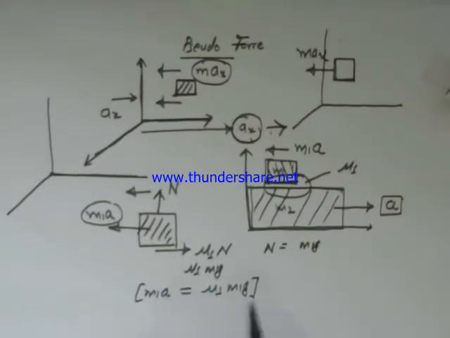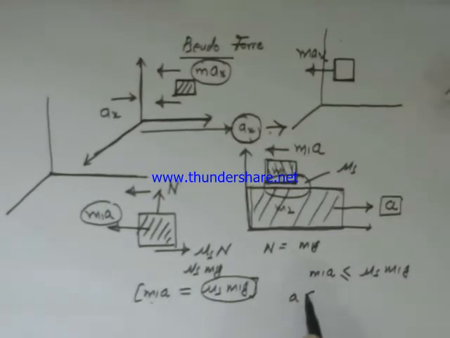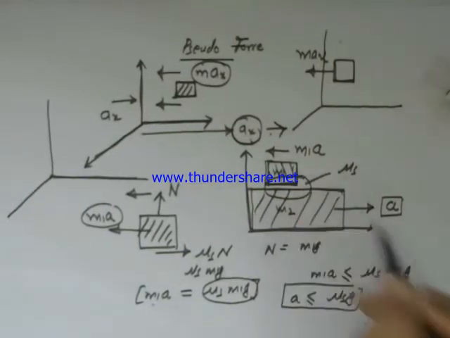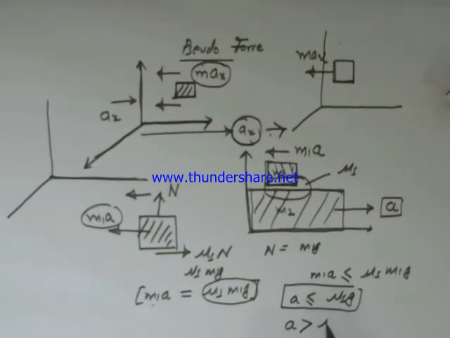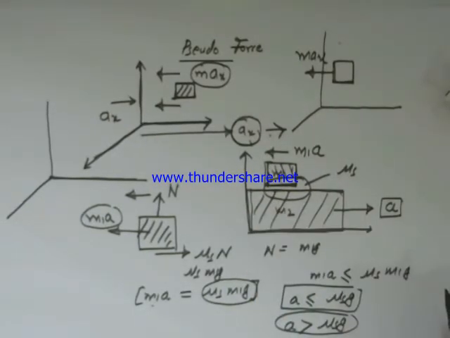This is the equilibrium point, and slightly more force than this will move the body. So m1a has to be less than or equal to mu s m1g. So acceleration should be less than mu s g for the body not to slide on the bigger body. The moment a exceeds mu s g, the body will start sliding on the bigger body. So then the whole dynamics will change. That's a different matter, but here I just want to cover the concept of the pseudo force.